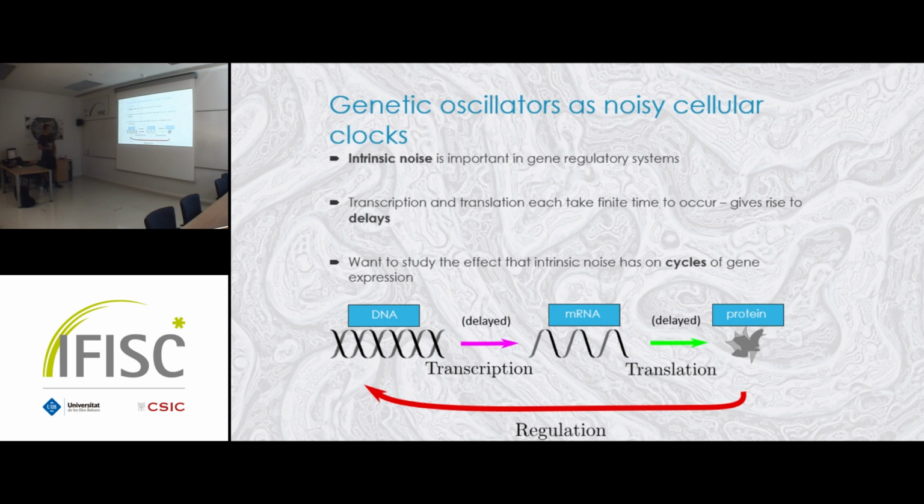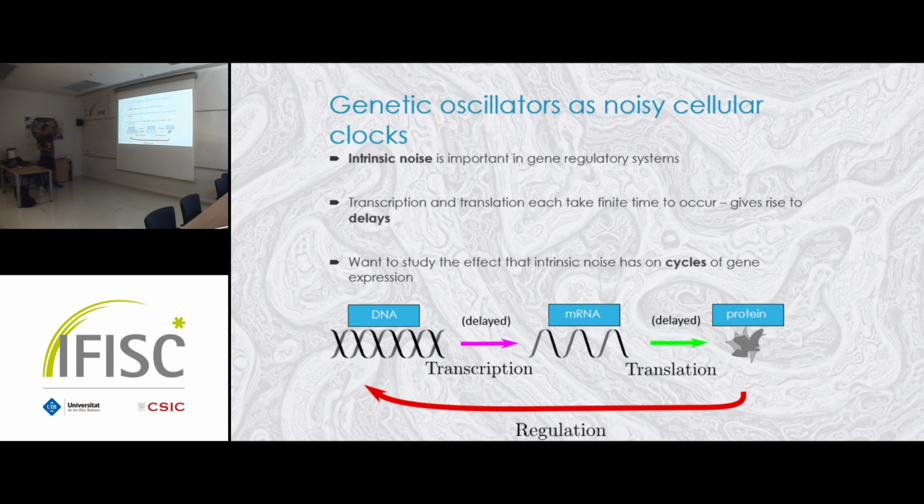Notably as well, the transcription and translation processes are delayed. What that means is they take a certain amount of time to occur, so the amount of mRNA and protein produced now depends on the numbers of proteins and mRNA in the past, respectively. So we've got this interplay between intrinsic noise and these transcriptional and translational delays. If we want to quantify this intrinsic noise in this kind of model, we're going to have to use an analytical approach.